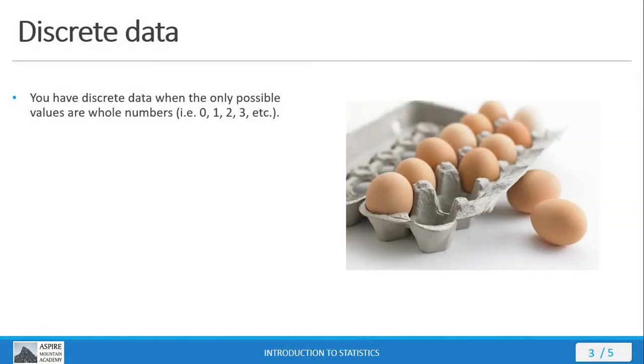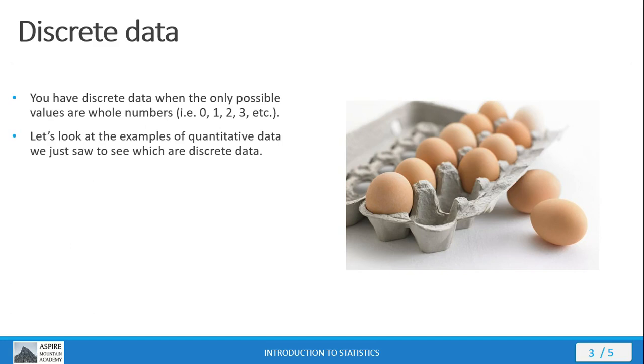First, let's look at discrete data. You have discrete data when the only possible values are whole numbers. So you're counting whatever as whole units. That's discrete data. If you can report part units as well as whole units, then you don't have discrete data. If we take a look at the examples of quantitative data we just saw, we can identify which of them are discrete data by applying a definition in each instance.